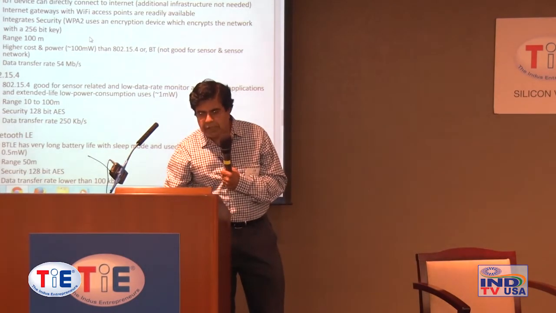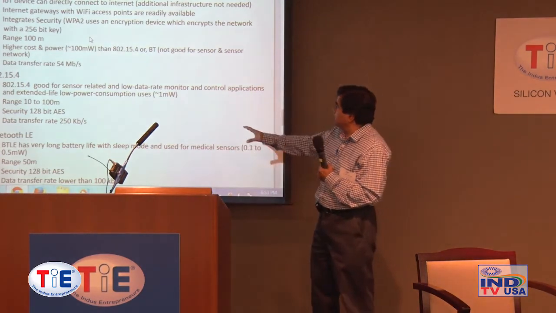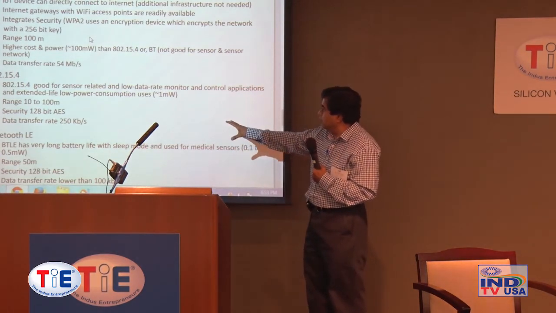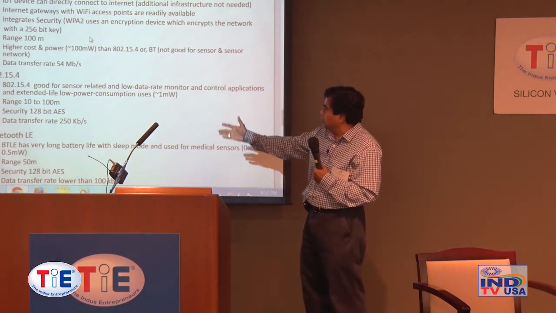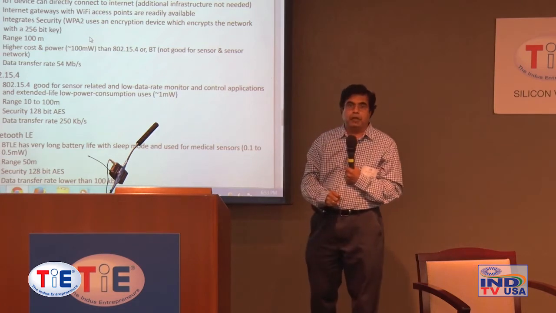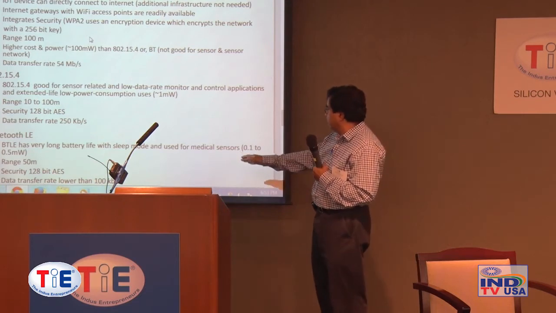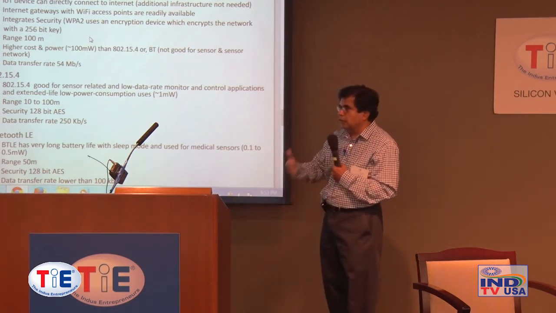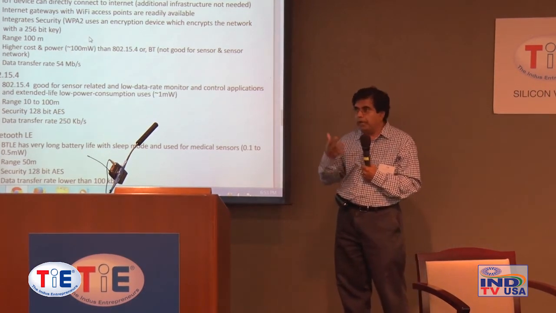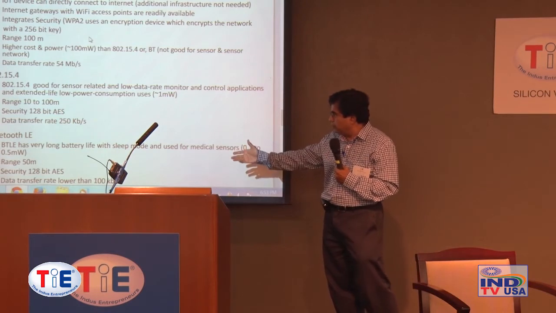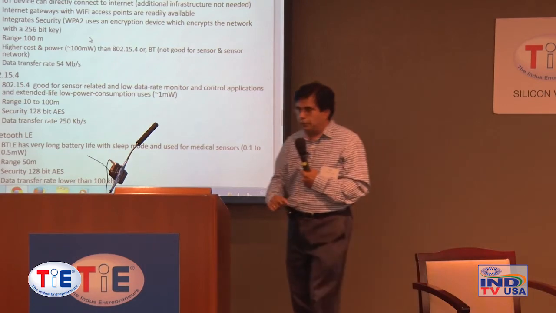If you look at 802.15.4, it is good for sensors and sensor related uses, with low power consumption. The range is a little lower, and the security may not be that good, but the data transfer rate is 250 kilobit per second. Whereas Bluetooth has a very long battery life and can be designed that way. That's why it has come into play for a lot of wearables and other things. The range is 50 meters. It has 128-bit AES, and the data transfer is lower than 100 kilobit per second.